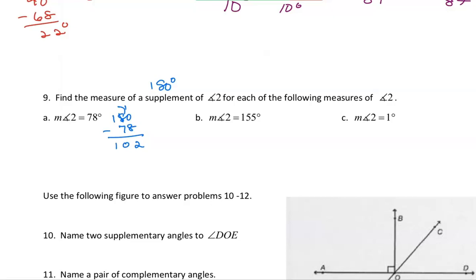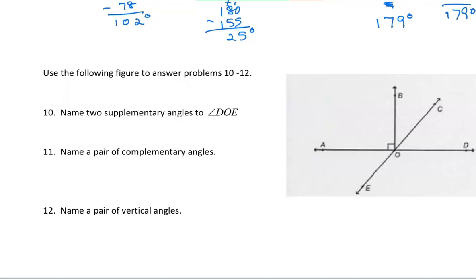Then we have a couple more here. So if I have 155 degrees, 180 minus 155, that's going to be 25 degrees. And if the angle is only 1, then the supplement will be 179 degrees, because I said 180 minus 1, and I would get 179 degrees. Okay, so put your degree symbols on everything.